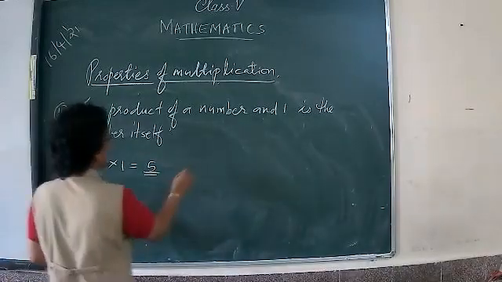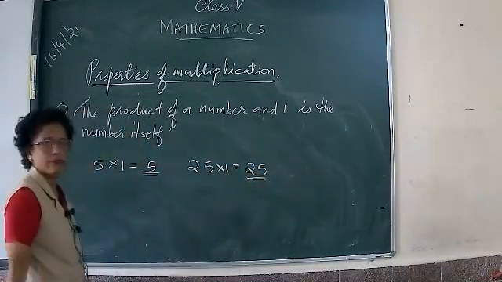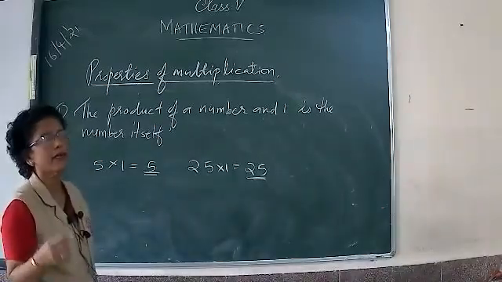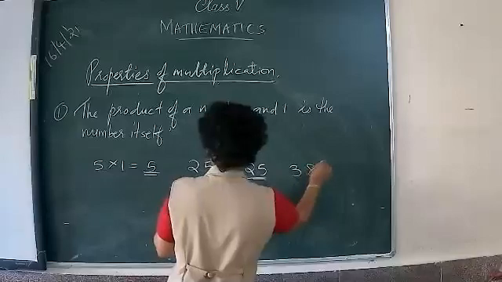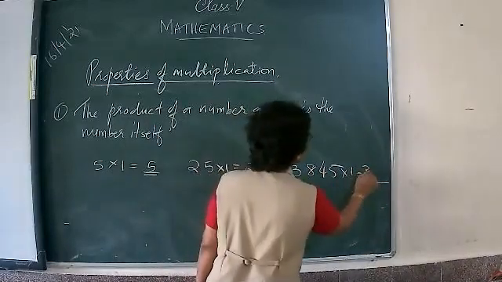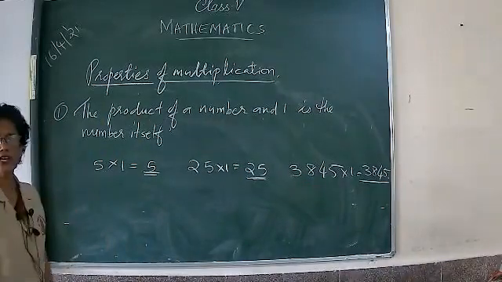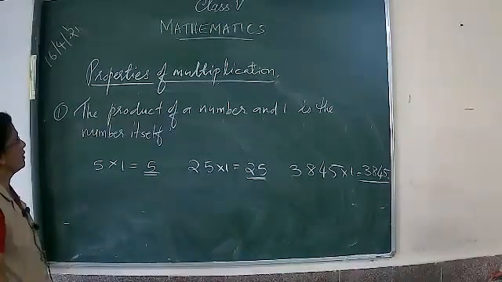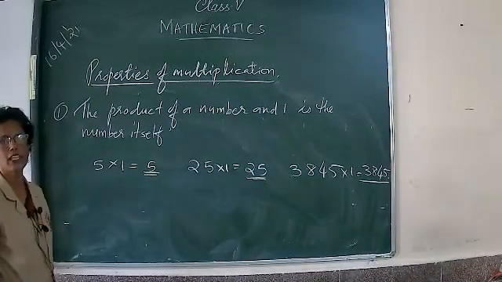Okay, children? And if we take a 2-digit number also, 25 into 1, the answer will be 25 itself. There is no need to multiply there. When you see that we are multiplying by 1, you will write the same number as the answer. For example, 3845 into 1. What is the answer there? 3845 itself. All of you understood? Good. So the first property is the product of a number and 1 is the number itself. Let us move to the next property.